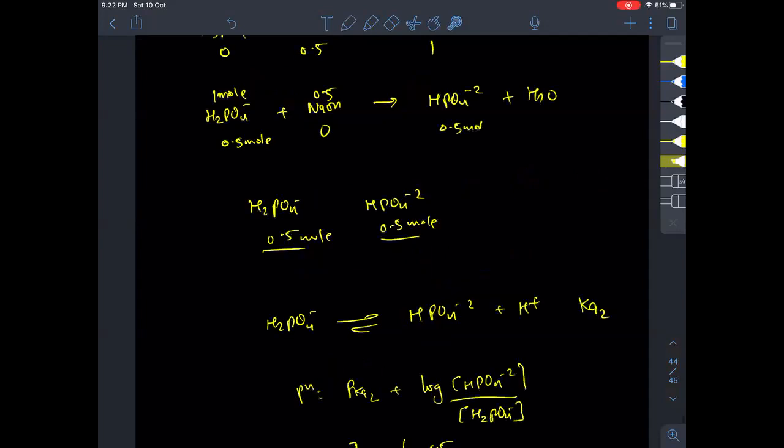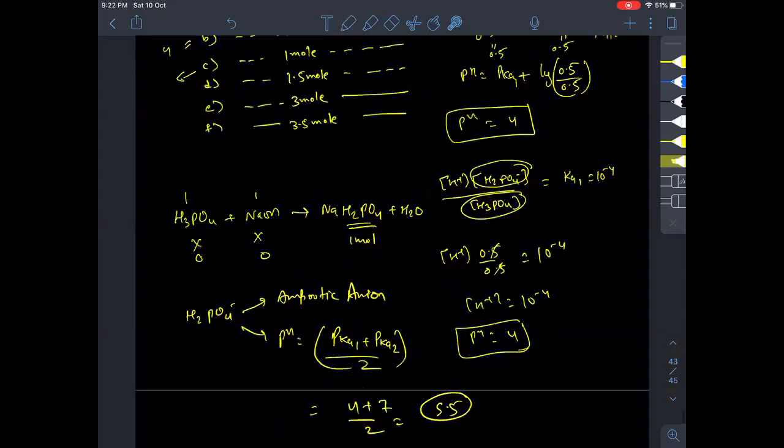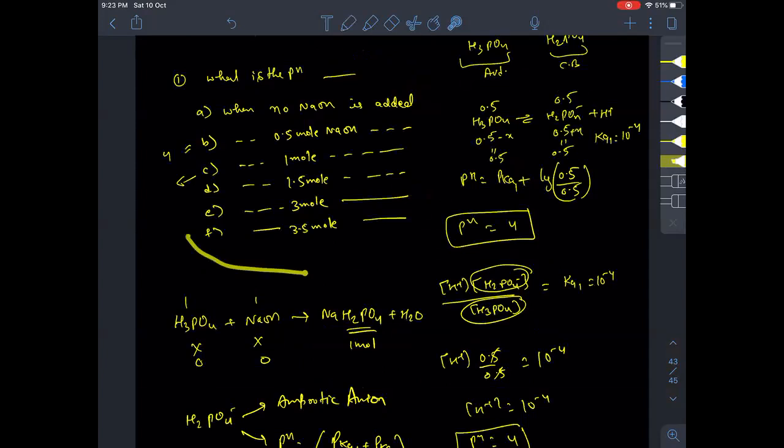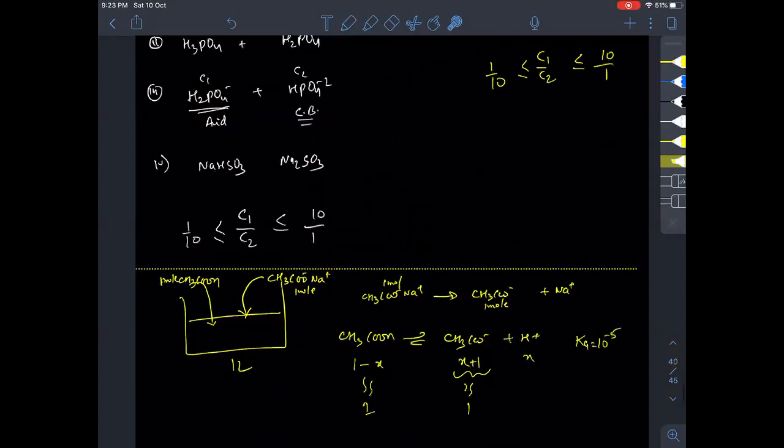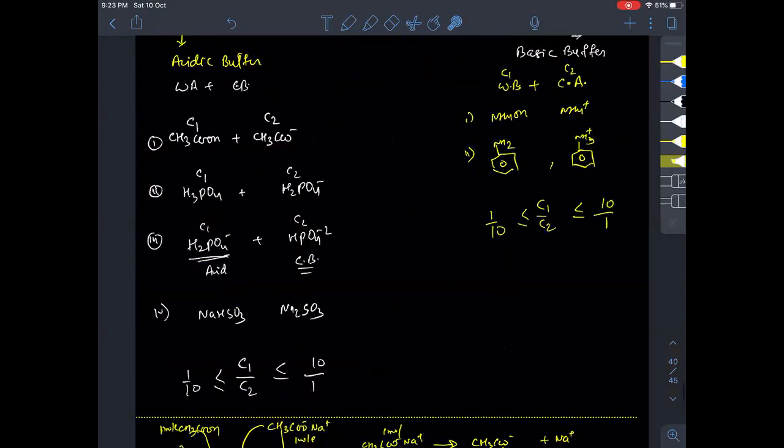And like that, you can proceed and try to answer the last question. Okay. This will be a question for you. If you are watching this video, you are supposed to answer this. I'll drop the correct answer for this in the comment box. So that's all, everyone, for the buffer, which is the acidic buffer, which I told you about right now.